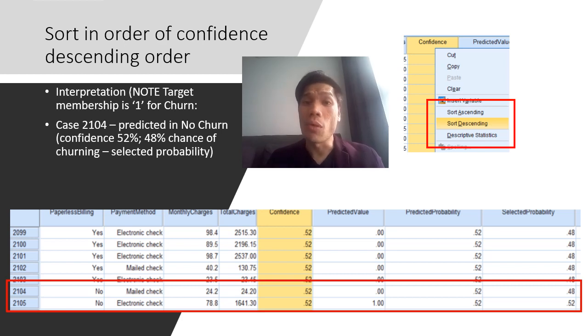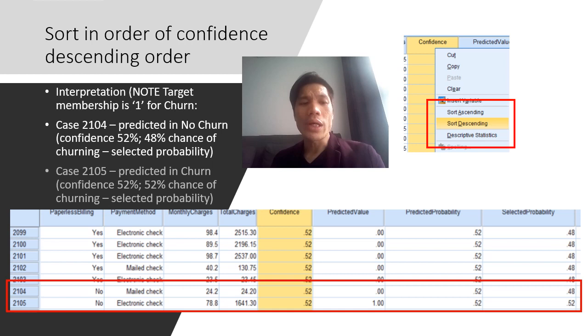So in case 2104, you notice that the predicted in no churn, because you see a predicted value of 0, is at a confidence of 52%, which means that there is a 52% confidence that it was predicted in no churn. That means that if you take the 1 minus of the 52, because remember we are talking about 1 for target churn, the selected probability, which means what is the probability of this particular case being predicted to be in the churn category. That means that it will have a 48% chance of churning. So this case has a 48% chance of being classified as churn in terms of selected probability.